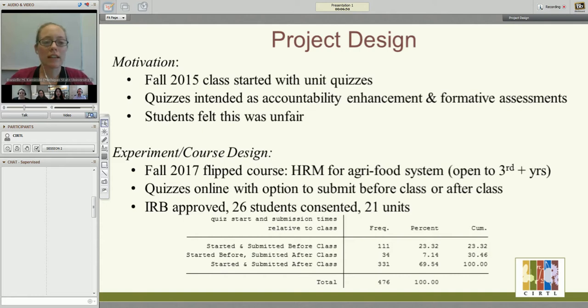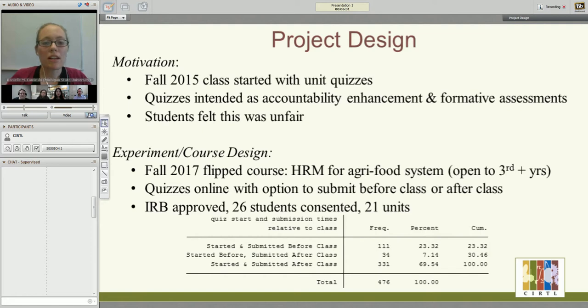When a student decided to submit before or after class, this was being made in every module. So it wasn't that they committed to something at the start of class, or at the start of the semester. They would be able to make this decision with each course module.